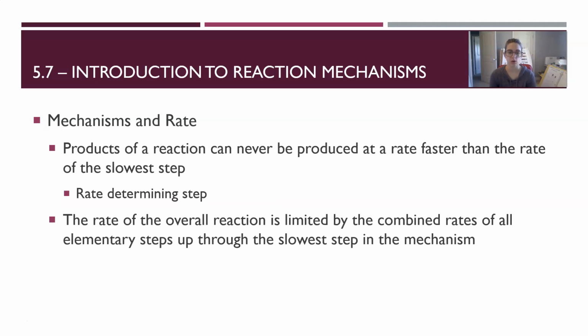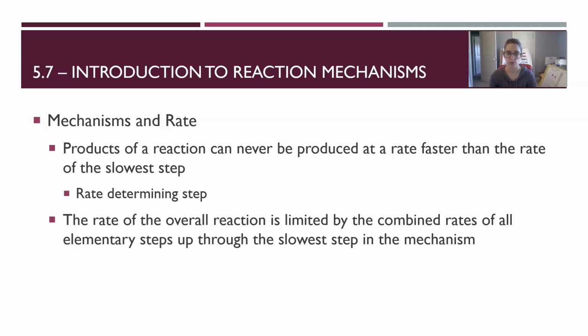So mechanisms are going to relate to the rate of the reaction. The products of a reaction can never be produced at a rate faster than the rate of the slowest step. We call this the rate determining step. So the slowest part of the reaction is what's going to determine the overall rate, because the slow step is going to hold everything else up. Nothing can happen faster than the slow step can happen. So that slow step we call rate determining.